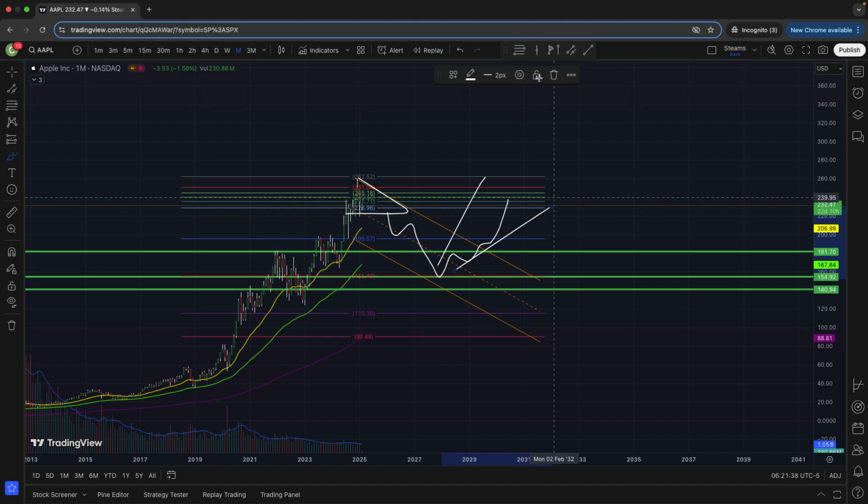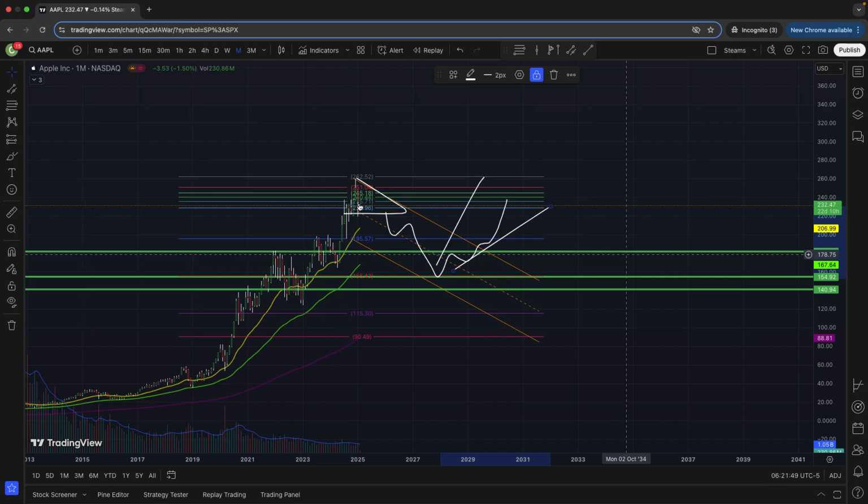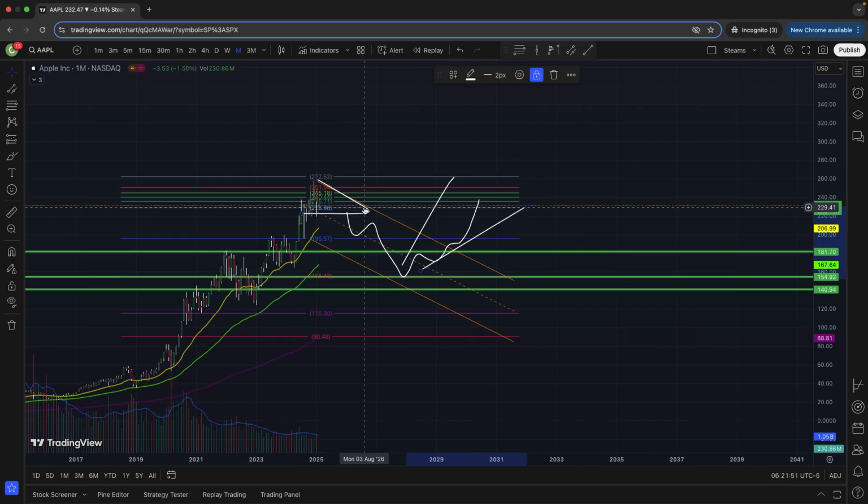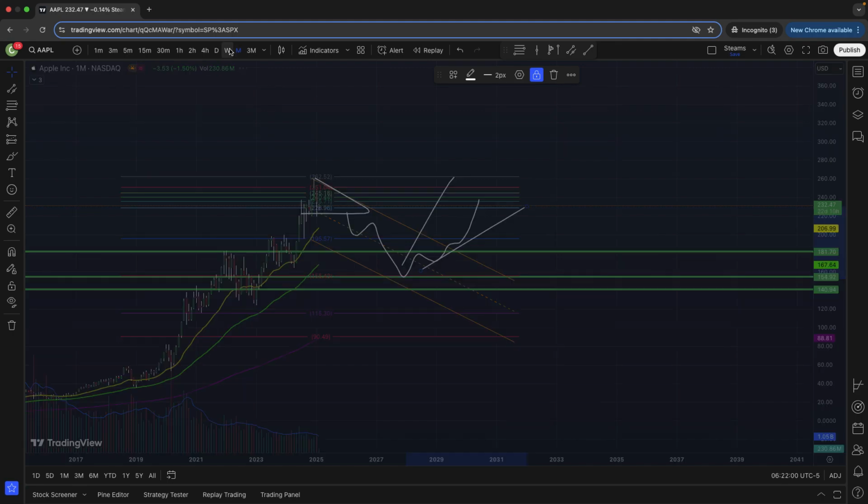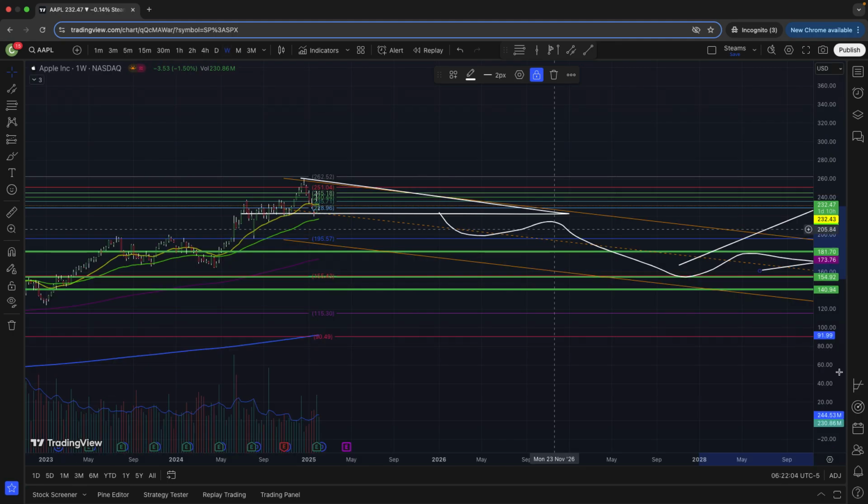So that's how I am looking Apple to play out, and it is going to be a while. Just letting you know that if all this I doodled is true, it will kick in after Apple loses $228. And now we can go to a lower time frame, like weekly, after I did all the analysis on the higher time frame. And here it is.